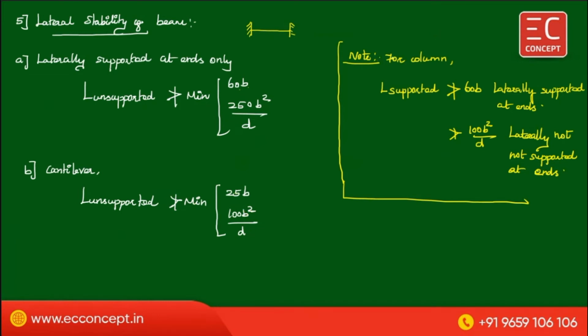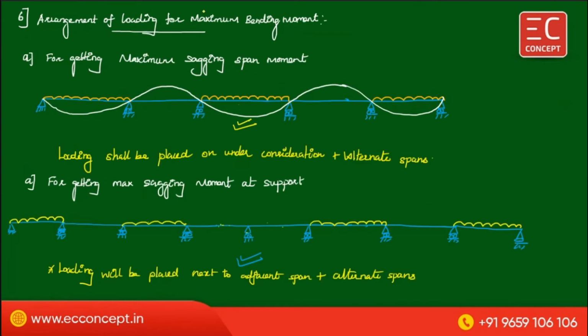Note here for column, in a similar manner we will use it for column also. For column, L unsupported should not be greater than 60 B for laterally supported at its ends. And this should not be greater than 100 B square divided by D for laterally not supported at its end. So this also you have to keep in your mind.